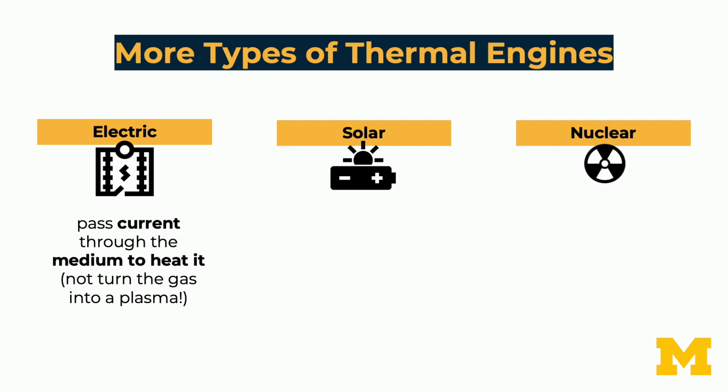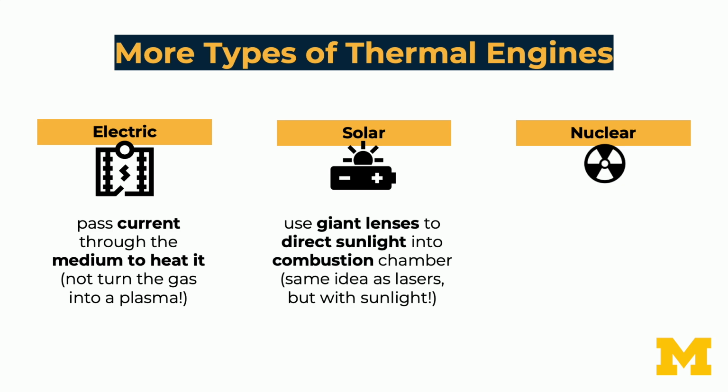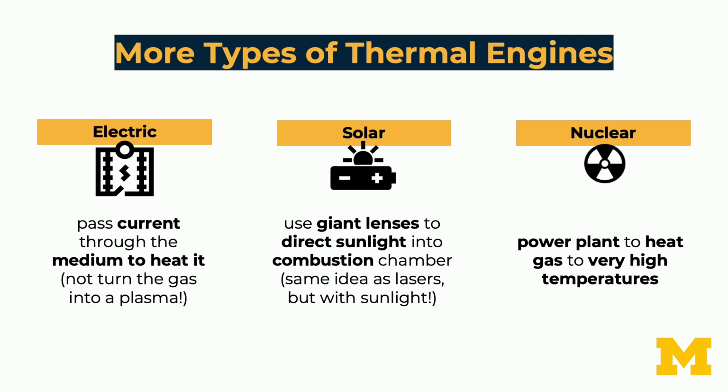With an electric thermal engine, you basically pass a current through a medium to heat it up. We don't want to turn the gas into a plasma, we just want to get it really hot. A solar thermal is basically where we direct solar energy into the combustion chamber. So it's a similar idea to the lasers, but we do this with sunlight as opposed to lasers. And then a nuclear is different. So we use a power plant to heat up the gas to very high temperatures.